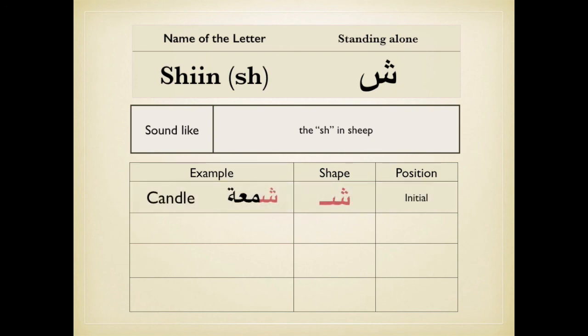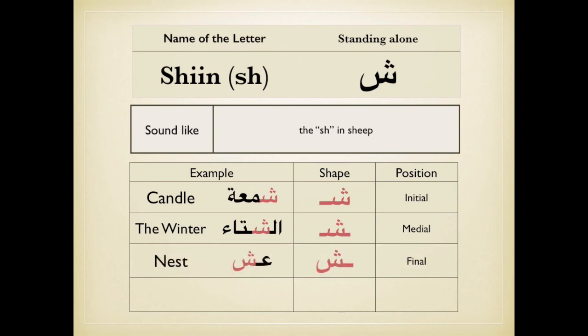The first position, the initial position, the shape as you see, and the example here is Shamma, candle. The medial position as you see, and the example here is Al-Shita, the winter. The final position for Shiin as you see, and the example here is Ush, meaning nest. And the isolated position for Shiin when it's standing alone, the example here is Ghashash, cheater.